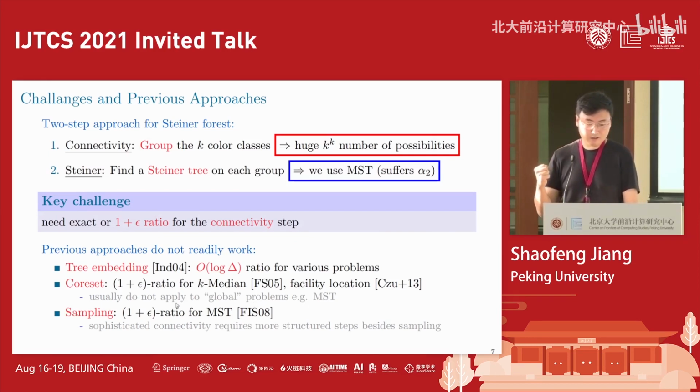And so more recently, there's a 1 plus epsilon ratio for MST, and this is the most related work for us. But still, what they do is just uniform sampling. Since we need this sophisticated connectivity, this uniform sampling is unlikely to capture it. So we will need more complicated steps in order to adapt it.